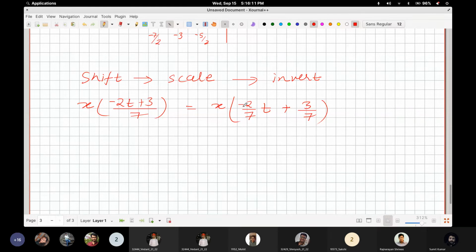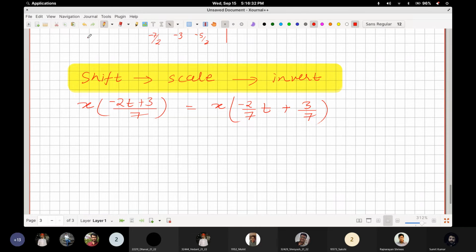Is it clear to everyone? If you are following shifting, scaling and inversion. Yes, please. बोलिए. Yes, sir. Sir, can we scale first then shift, or is this a fixed method? No, no, it's not a fixed method.